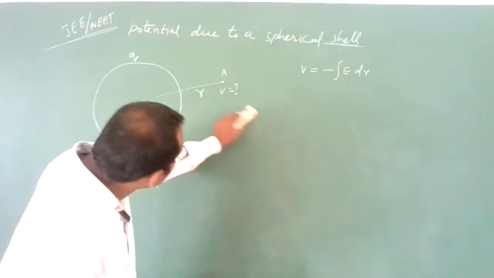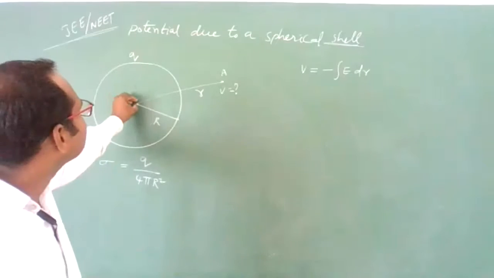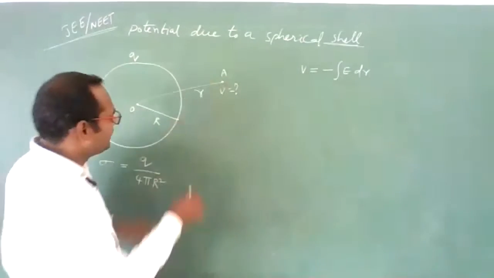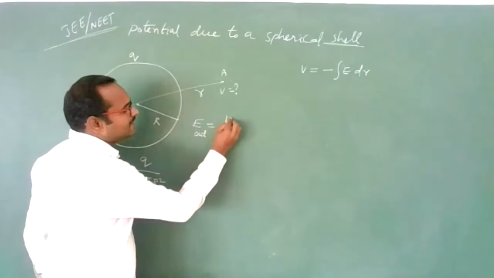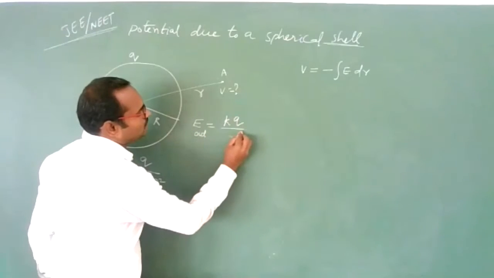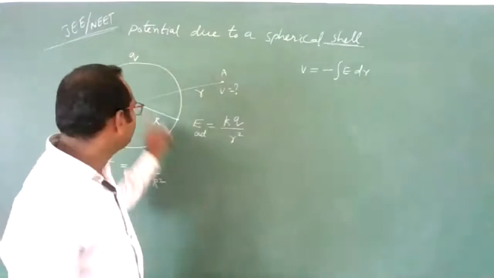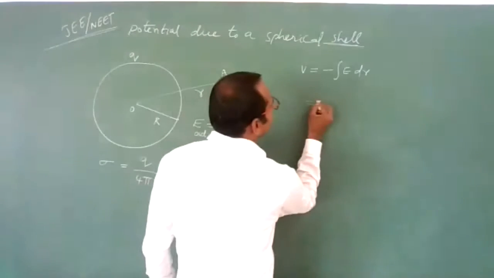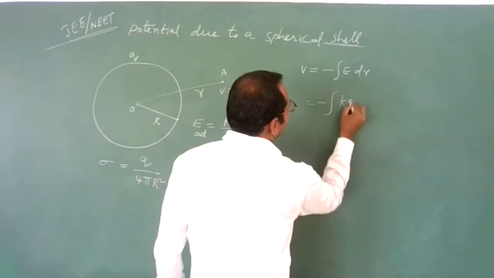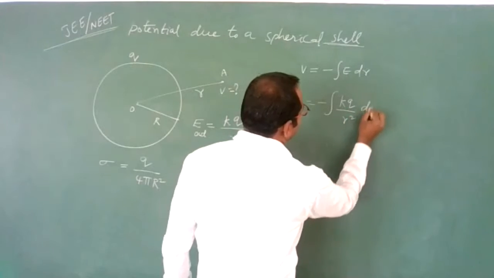As you know, the electric field due to a spherical shell at an outside point is kq by r square. Whichever point you want, that is the distance. Just substitute here, and you will get minus integration of kq by r square into dr.